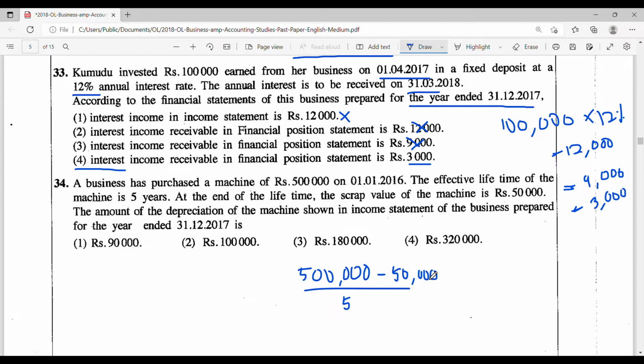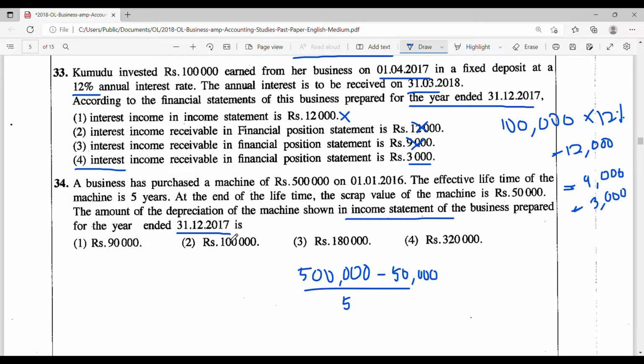The amount of the depreciation of the machine shown in the income statement. Now pay very much attention to these keywords. They are asking you the amount of depreciation in the income statement prepared for the year ended 31st December 2018. Now a lot of students made an error in this MCQ because the moment they saw amount of depreciation, they quickly jumped into the accumulated depreciation amount. But they are clearly asking you amount of depreciation in the income statement for the financial year.